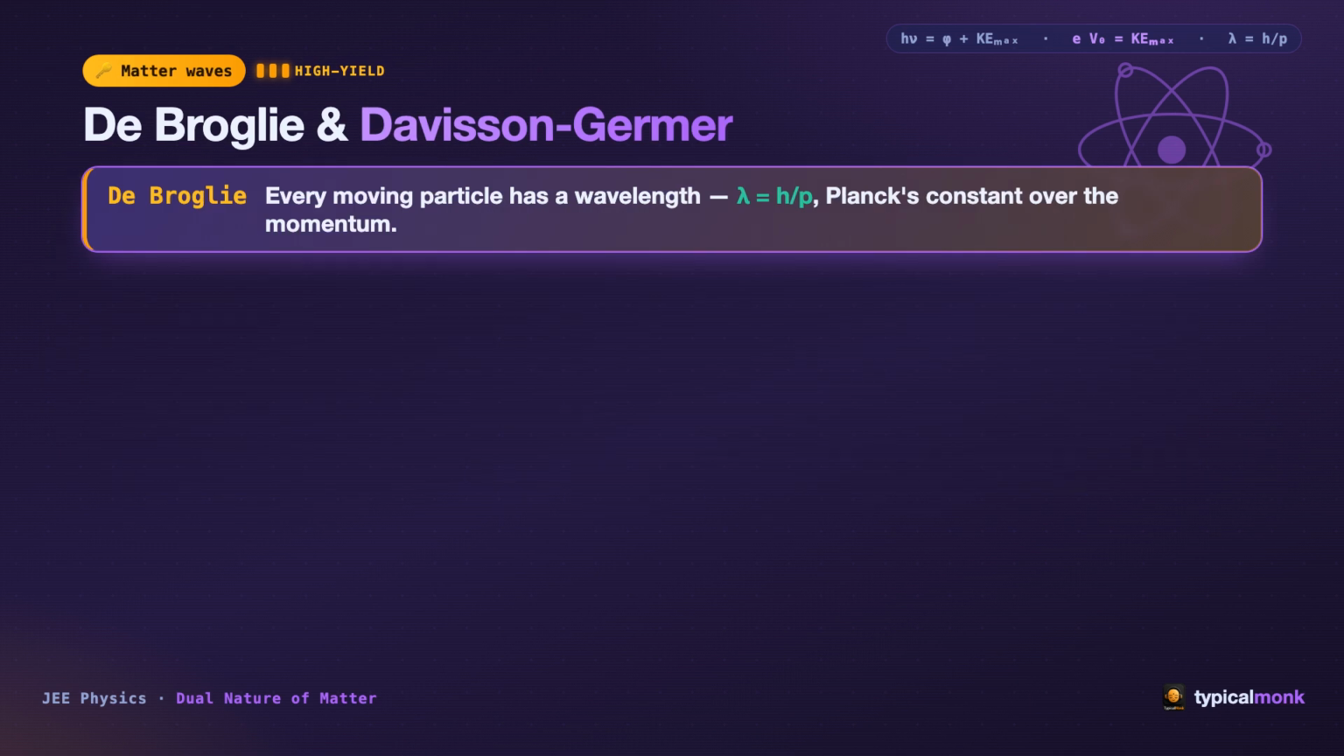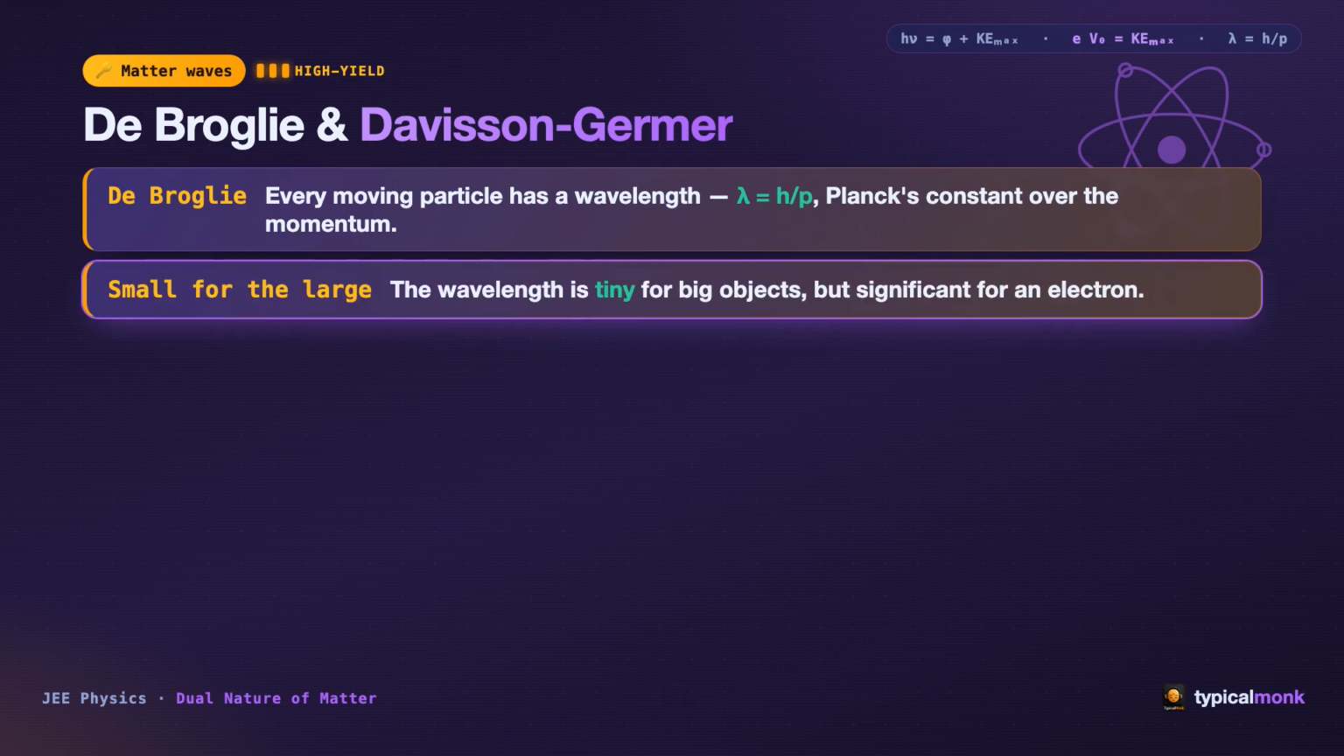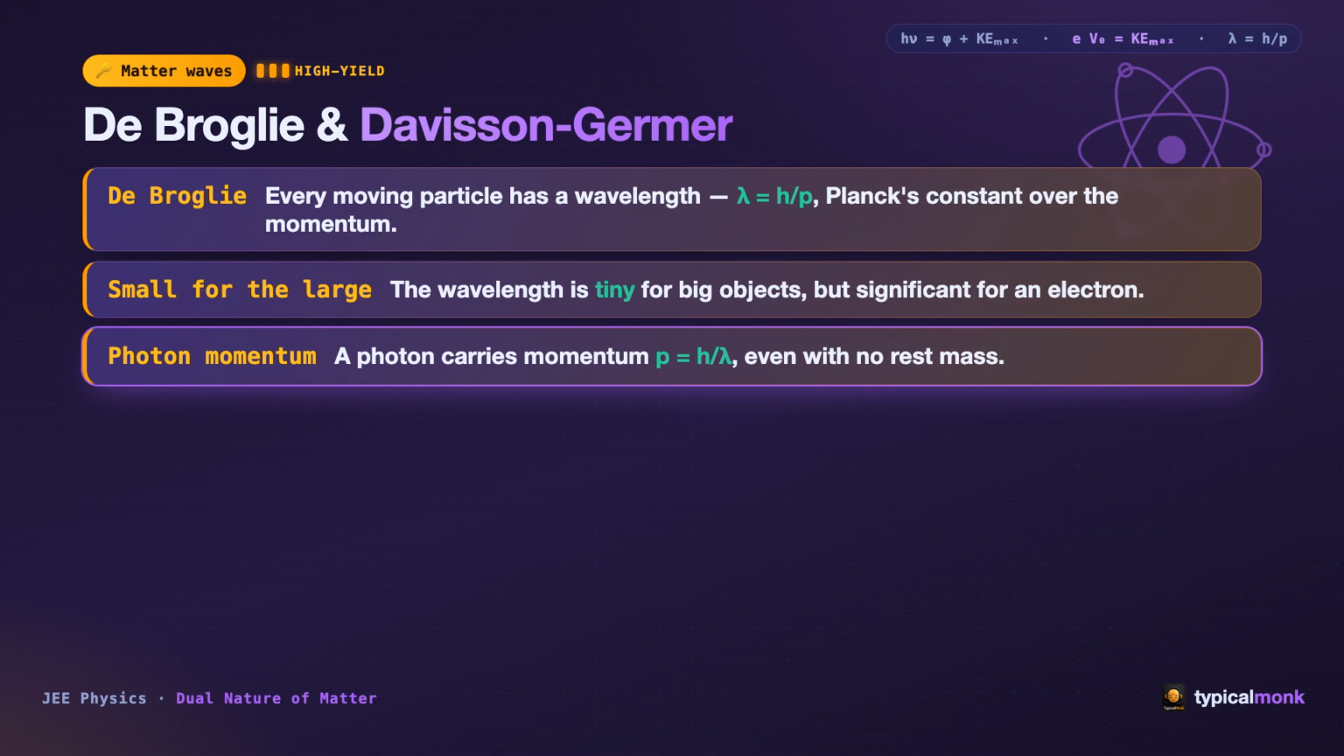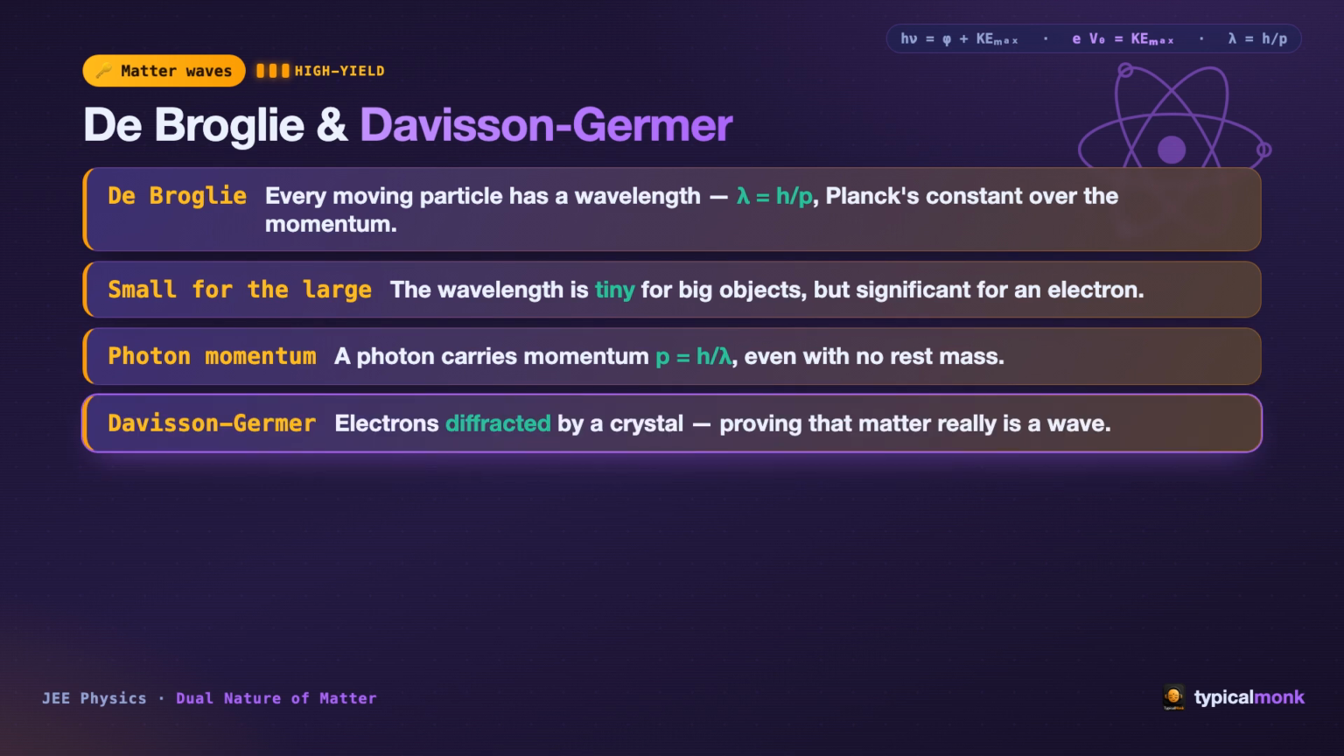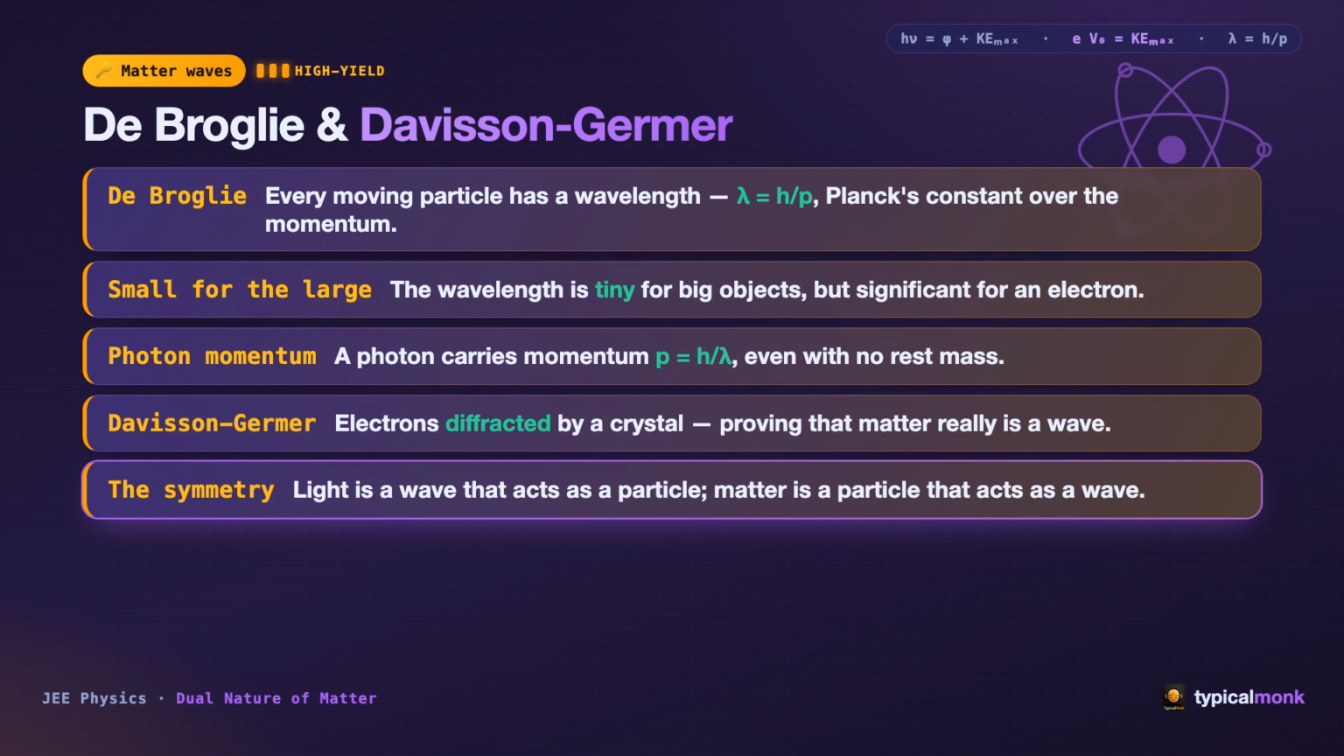Now the other half of the story, matter as a wave. De Broglie: every moving particle has a wavelength, lambda equals h over p, Planck's constant over the momentum. Small for the large: that wavelength is vanishingly tiny for big objects, but significant for something as light as an electron. Photon momentum: a photon carries momentum too, p equals h over lambda, even though it has no rest mass. Davisson-Germer: electrons were diffracted by a crystal, exactly as waves are, proving that matter really is a wave. In a symmetry, light is a wave that acts as a particle, and matter is a particle that acts as a wave.